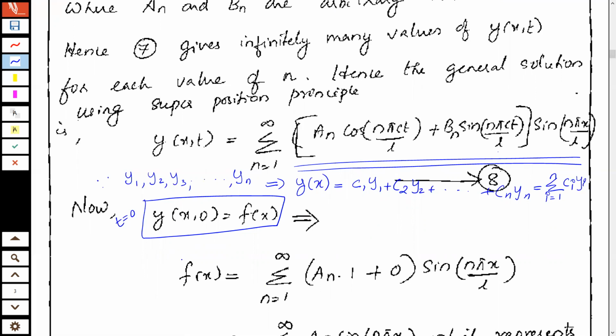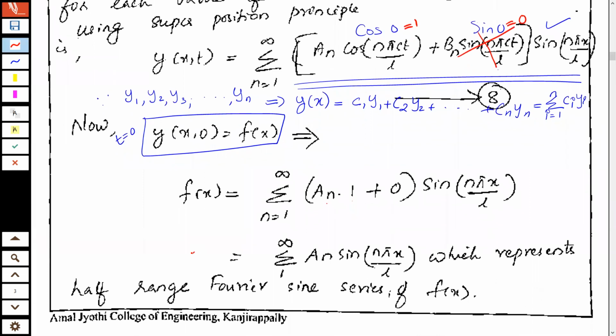Let us evaluate y(x,0) from equation 8, that is the general solution. Then we will get cos 0 in this term, sin 0 in this term, and the remaining terms. We know that cos 0 is equal to 1 and sin 0 is equal to 0. Therefore, this term reduces to 0 and this term reduces to An into 1 into sin n pi x by L.